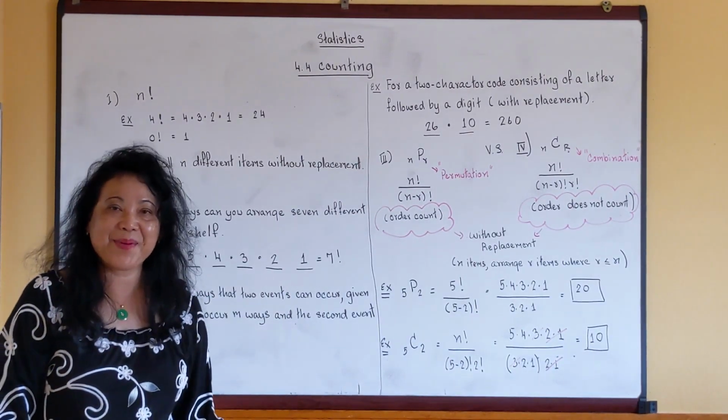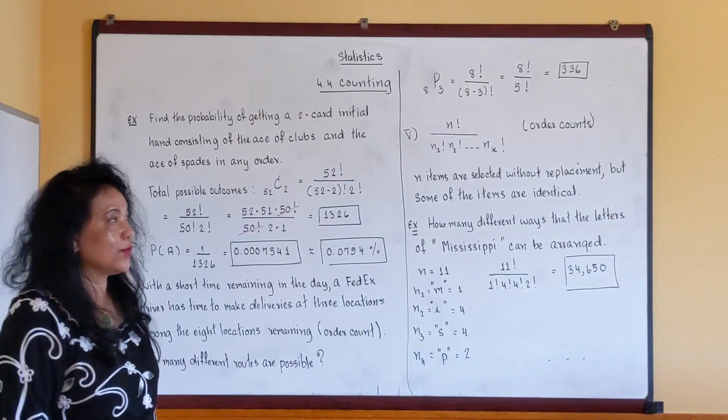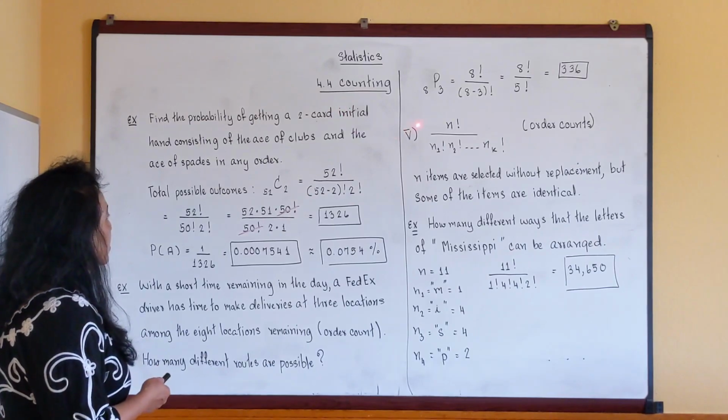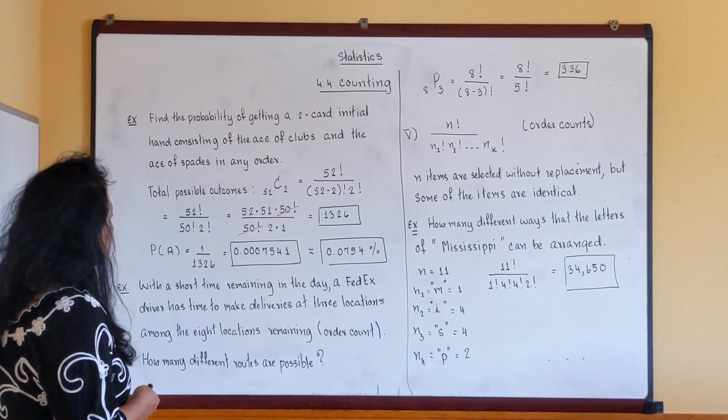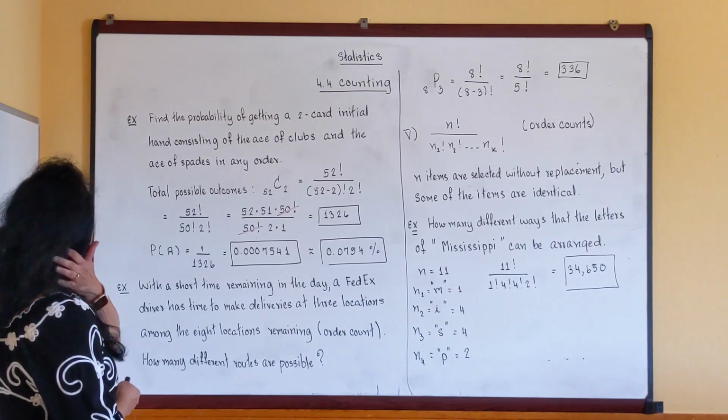So let's look at the example. All right. Hi everyone. Let's finish our chapter 4, counting again. I'm talking about permutation and combination. So let's look at the first example.